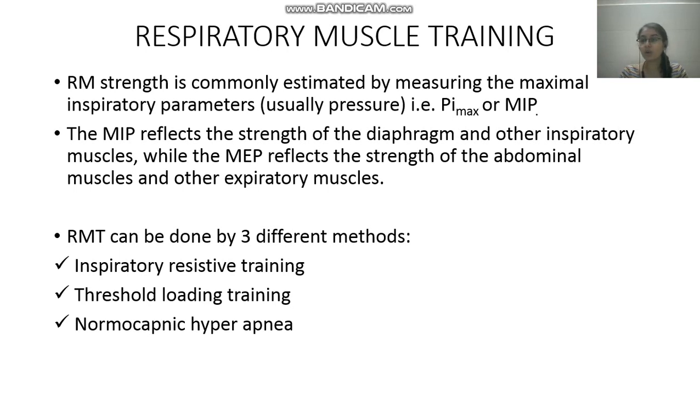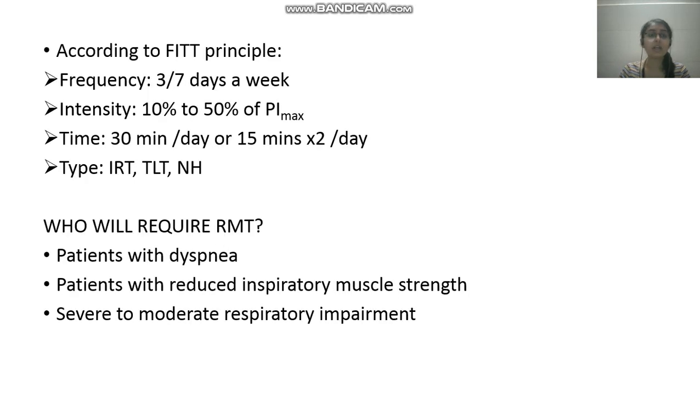Then you have threshold loading training, where the principle is usually overloading the muscle for training the inspiratory capacity. And then you have normocapnic hyperapnea. It is usually a device which is used to train the inspiratory muscles. We all know that any exercise protocol should always go according to the prescription, according to your FIT principle: frequency, intensity, time and type.